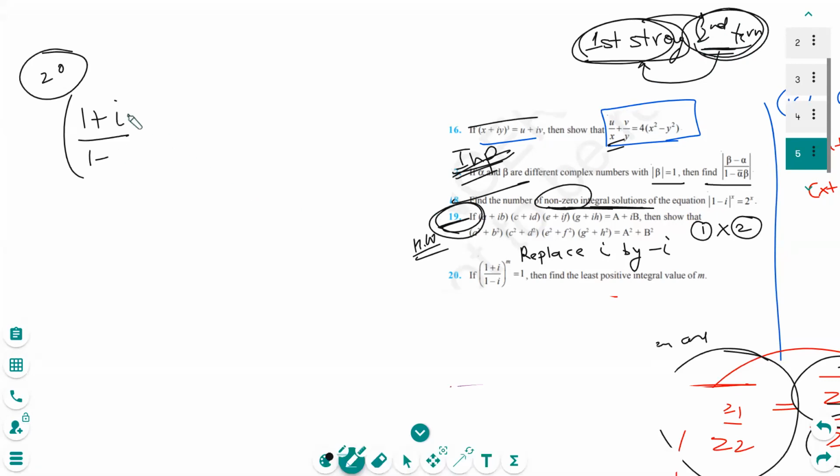The last question for today. Find the least positive integral value of m. I can directly tell you the answer. It's always 4. But how can we find this? How can we find it? How will you do it, tell me?